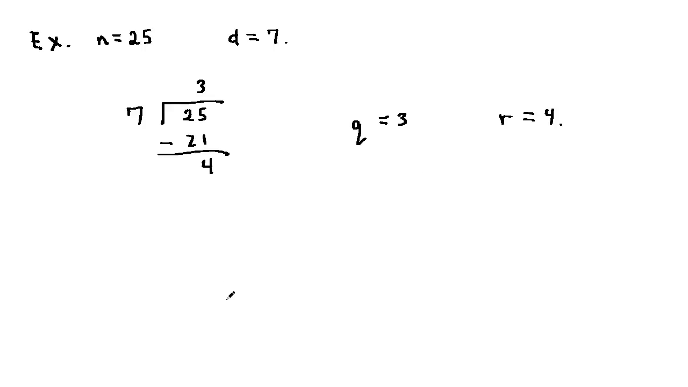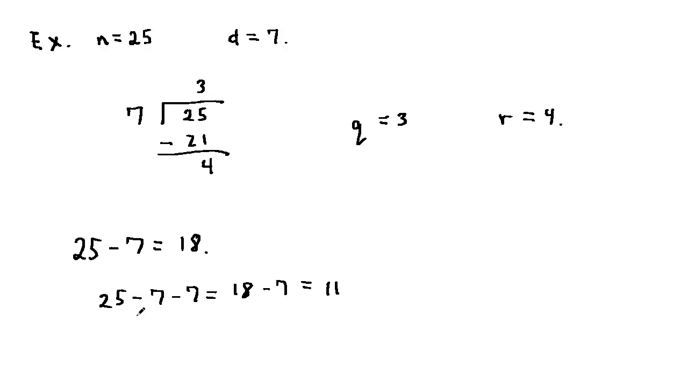We can also find q and r by subtracting d from n many times until we can't subtract anymore without running into negative numbers. So take 25 minus 7, that's 18. Subtract another 7. That's 18 minus 7, and that's 11. Subtract another 7. That's 11 minus 7, which is 4. We can't subtract anymore since 4 minus 7 is negative 3, and that's a negative number. So we stop.